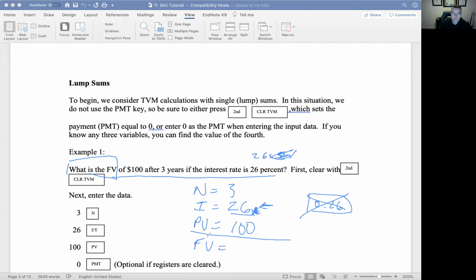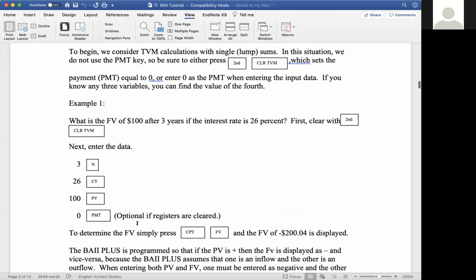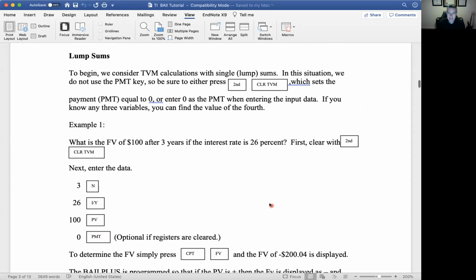Okay, so has anybody got the answer for us? I didn't give you the last bit. You have to hit the CPT button, compute, and then hit FV. After you've entered all these, you're going to hit compute FV, and FV should be negative 200.04. Did anybody get that? Good. Did anybody not get that? Do you want me to go over this again? That's fine if you did. So this is a lump sum.